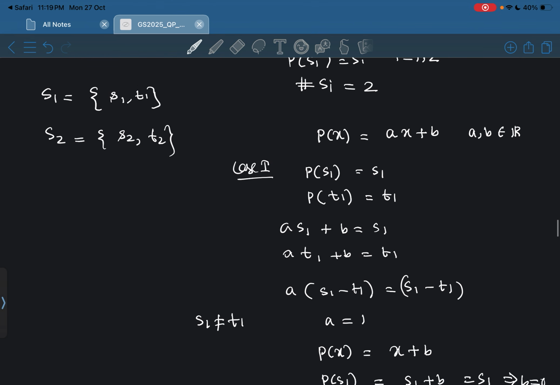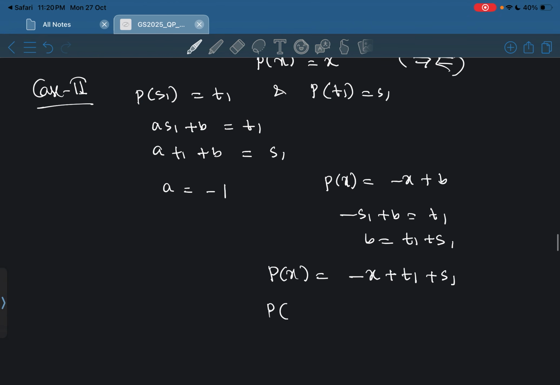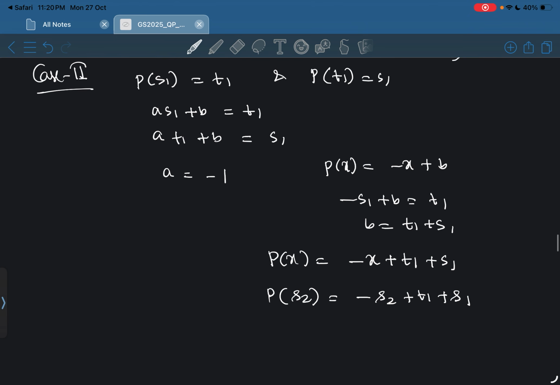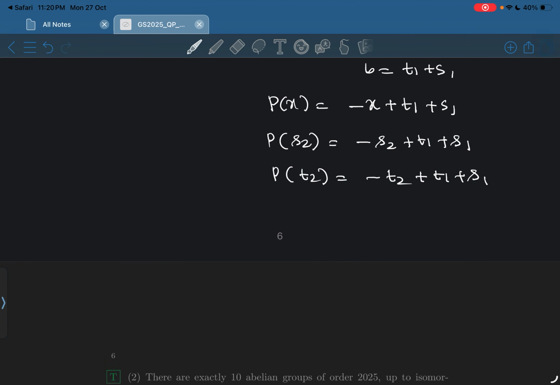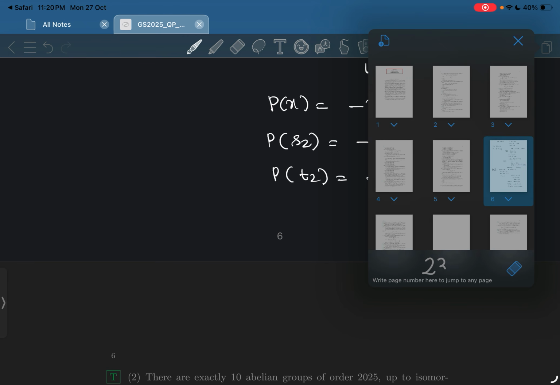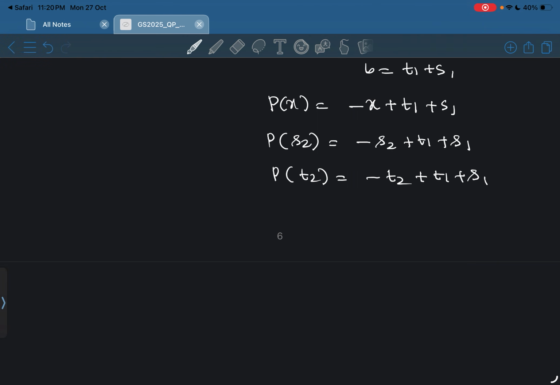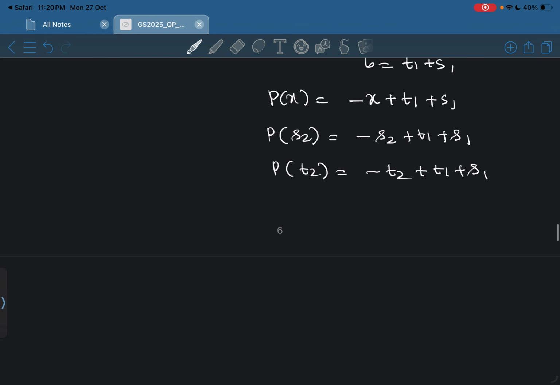Now what about the other subset S2? P of s2 equals minus s2 plus t1 plus s1, and P of t2 equals minus t2 plus t1 plus s1. Okay, so then in this case also, basically I need to show that only two subsets satisfy this condition. That is not possible. There could be many extra subsets that satisfy this condition from here.